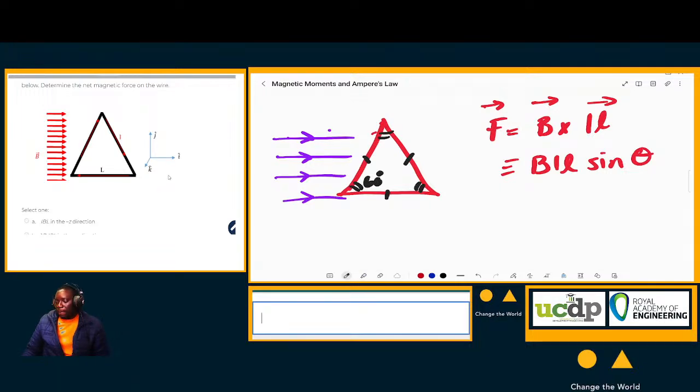Then, when we have it, the angle is between the wire itself, the conductor itself, and the field. So it's the angle between the conductor and the field. In this case, if our conductor is in that direction and the field is in that direction, then our angle is still that angle theta.